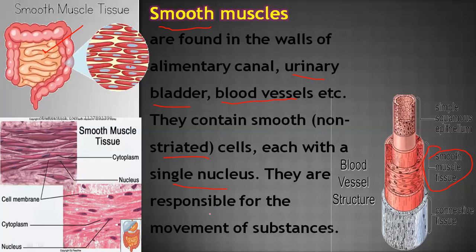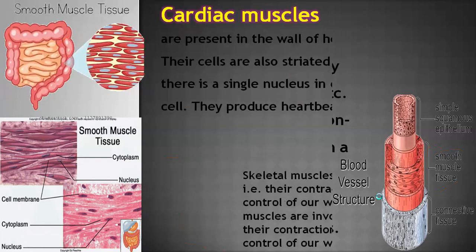What is the function of that? Because all these cells don't have striation, as well as they're present in the internal organs, especially in the blood vessels, its function is to help in the movement of substances. When these muscles contract and relax, substances move inside them.